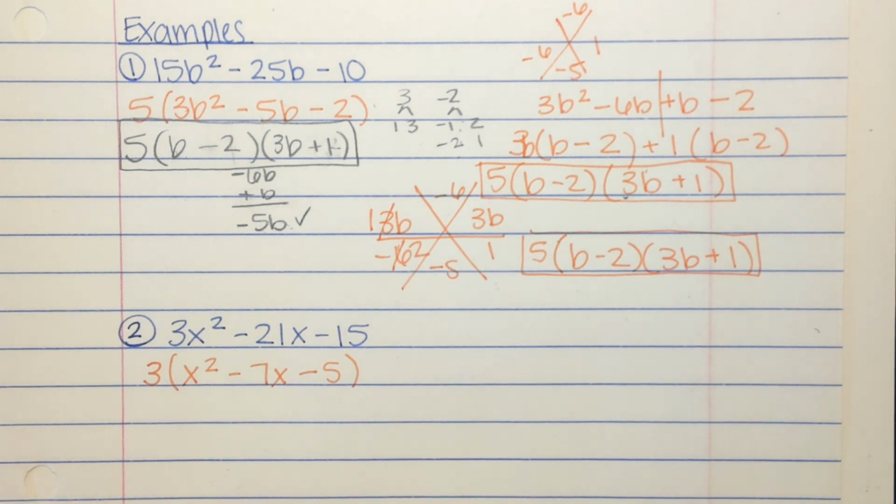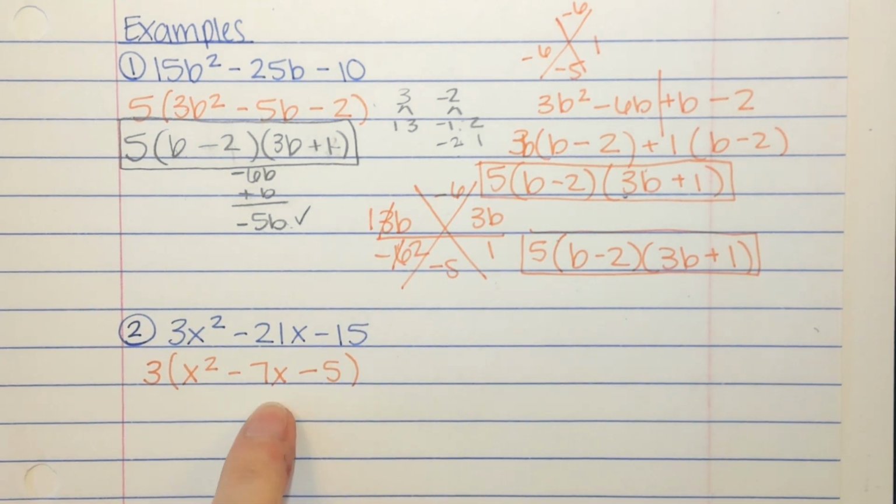Okay. Now, this one's pretty easy. You could do guess and check. You could do the star. You could do factor by grouping. Lots of different options there. Okay, so I think I'll use the factor by grouping.